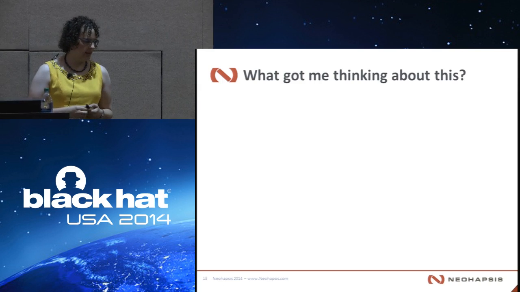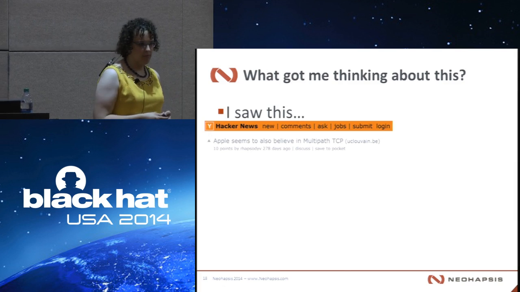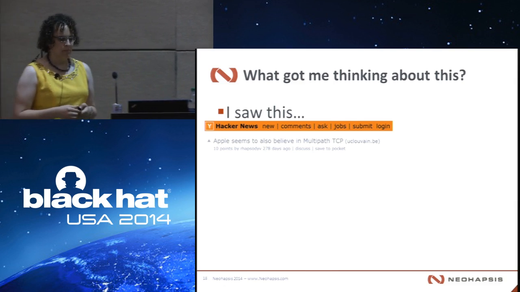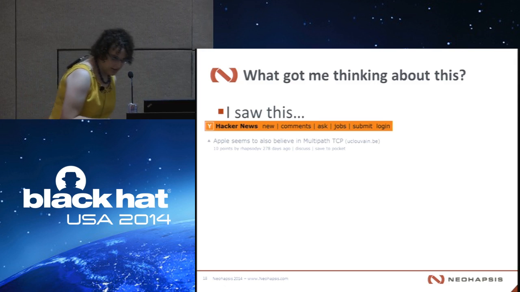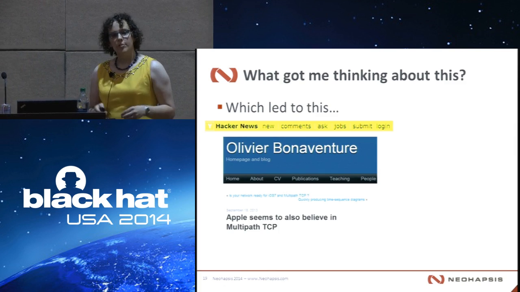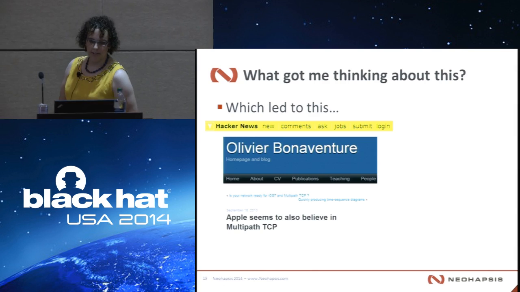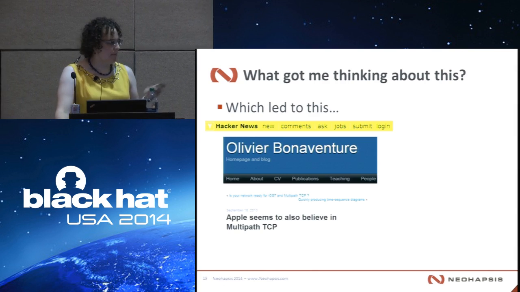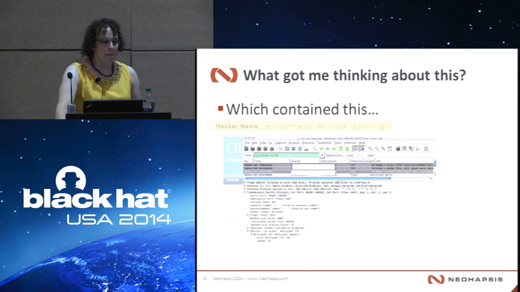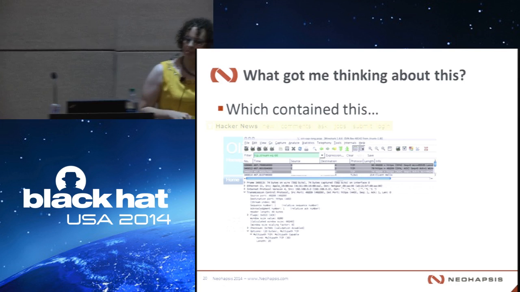What got me thinking about this? Sometime last year, around September, I came across an article on Hacker News. Apple seems to also believe in MultiPath TCP. I had no idea what that was, so I clicked on it. It took me to a blog post by Olivier Bonaventure, one of the professors who had his team working on this stuff over in Belgium, because it's primarily European people developing this. Anyway, massive credit to them, but that contained a Wireshark capture, which was interesting, and it piqued my interest.